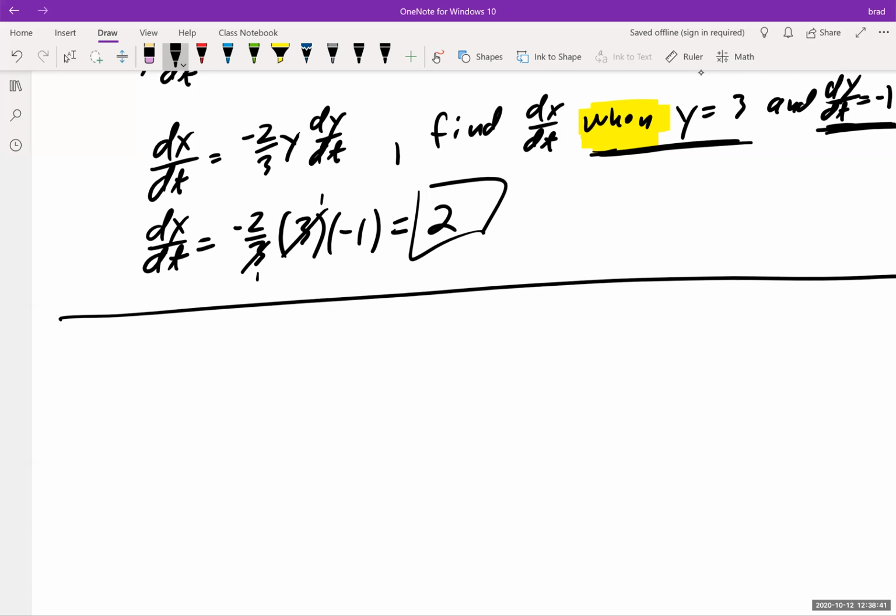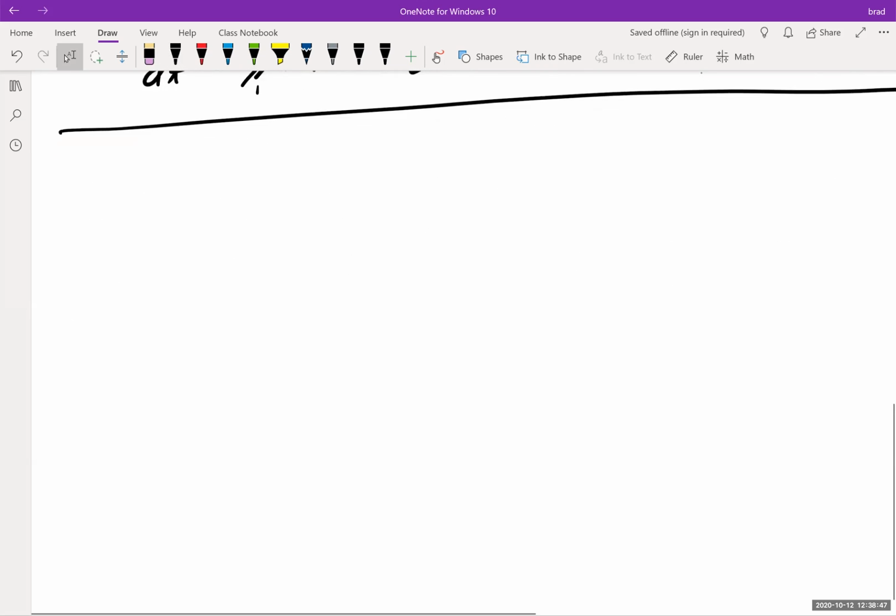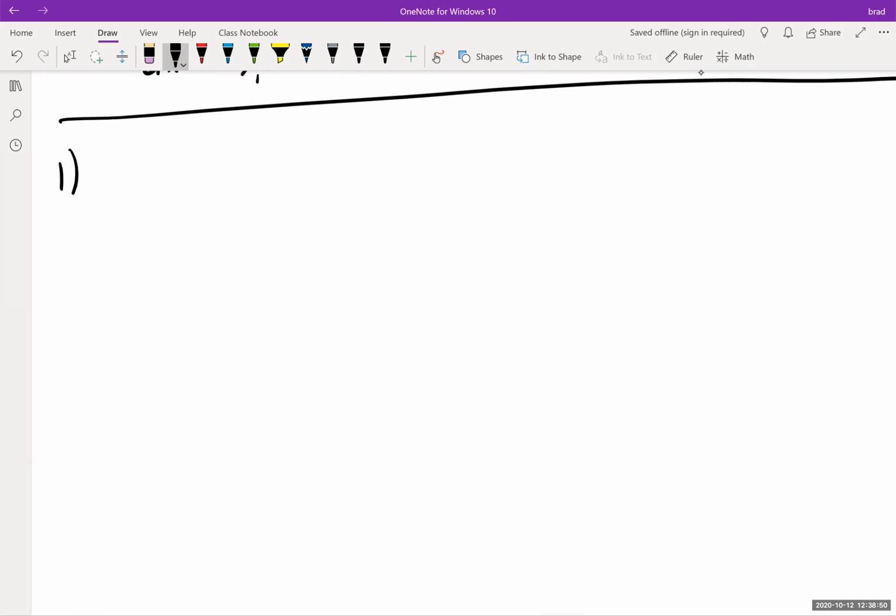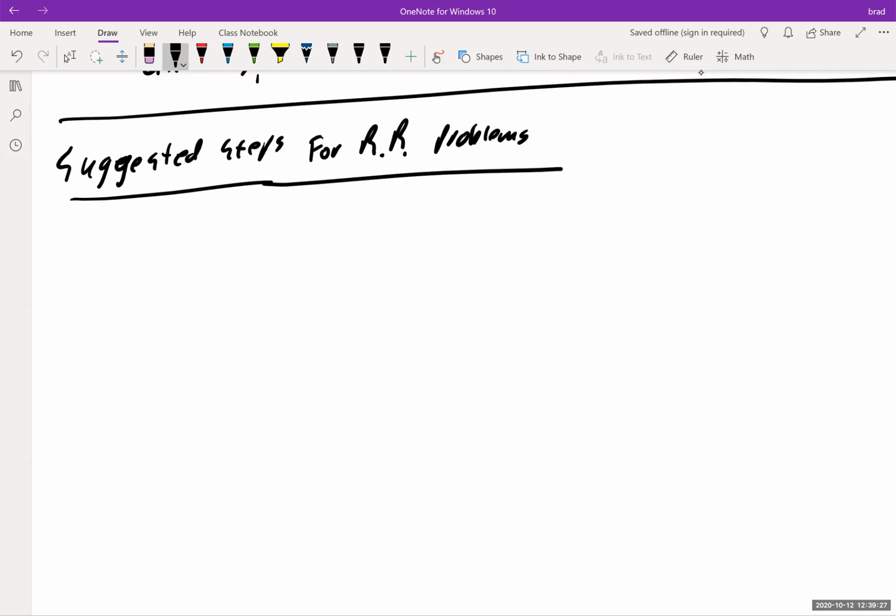So I have a few steps that I want to go through with you guys. So the first step is, let's say, suggested steps for related rates problems. And this is kind of a template. You guys don't have to do every single solitary step, but this is definitely a way I would start. And then as you develop, you can do it your own way. Okay, and this is just a guide.